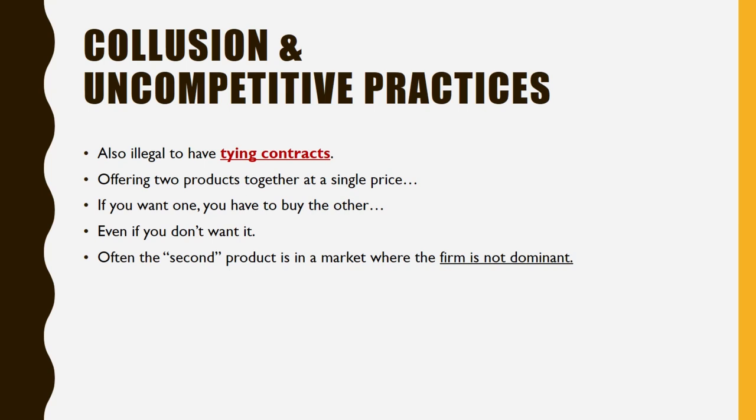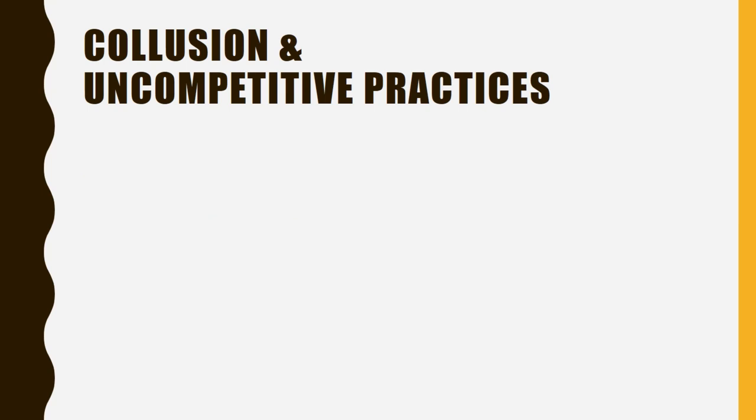Now, generally, we're talking about a situation where the second product is in a market where the firm is not dominant. So let's think about that. Maybe I have strength in the first product, but I tie it to a second product where I don't have a lot of strength. So I've got some power over you for the first product, but I'm going to tie it to my second product where maybe I'm not quite as successful. Hopefully you're kind of getting the hang of it. This is strategic. I'm trying to create sales and keep you as the consumer from having a choice.